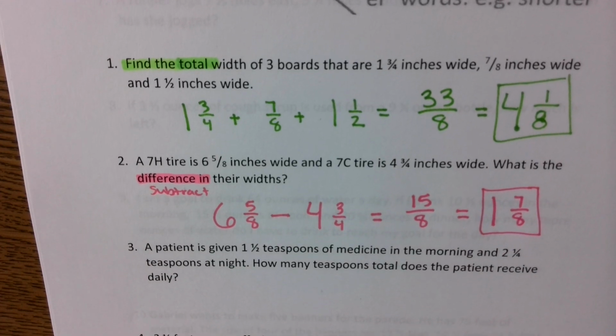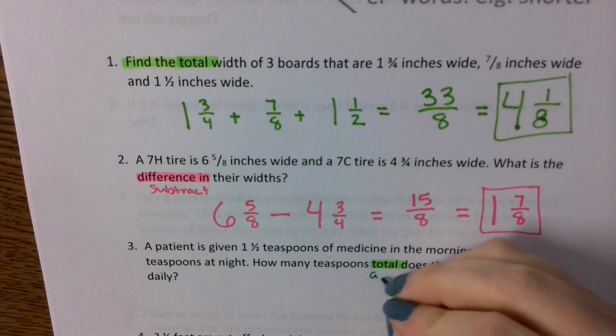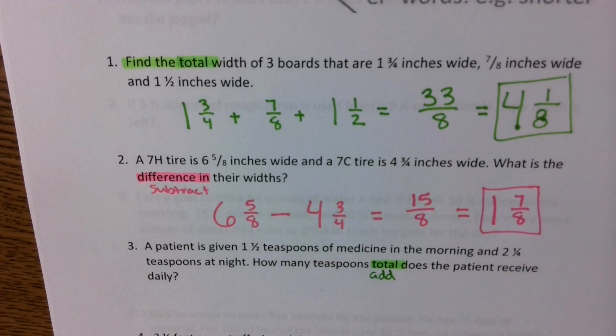Okay, let's take a look here for problem number 3. A patient is given 1 1/2 teaspoons of medicine in the morning and 2 1/4 teaspoons at night. How many teaspoons total does the patient receive daily? What operation are we doing? Addition, right? That word total. Total means that we are going to go ahead and add.